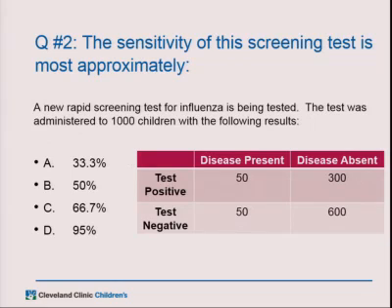Let's talk about a new rapid screening test for influenza. The test was administered to 1,000 children with the following results. I actually populated the table for you. You can thank me later after the talk. So, 50 true positives, 600 true negatives. False positives were 300, false negatives were 50. What is the sensitivity?